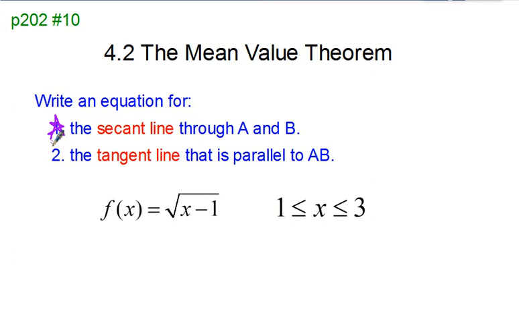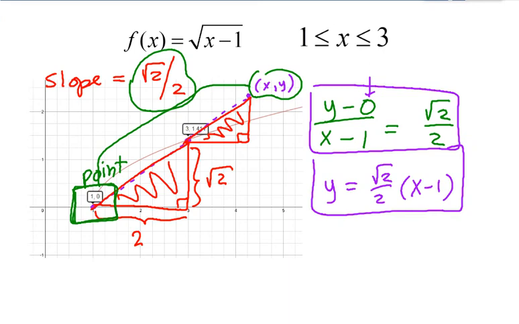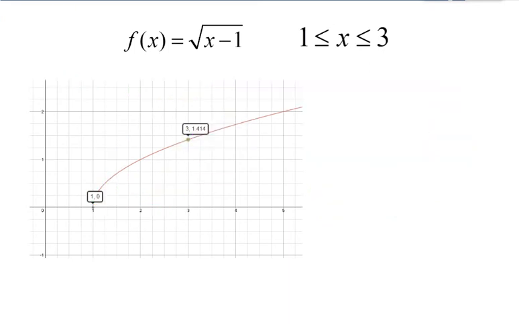Goal 2 is to find an equation for the tangent line that's parallel to that line. So now I'll clean up the picture, and we would like to find a point on the curve where the slope of the graph is exactly parallel to that secant line. And we'll use calculus to figure that out.